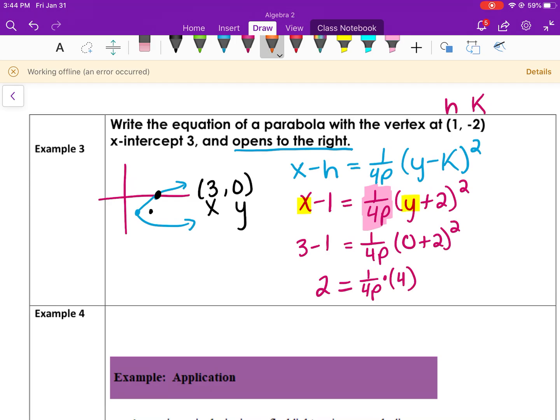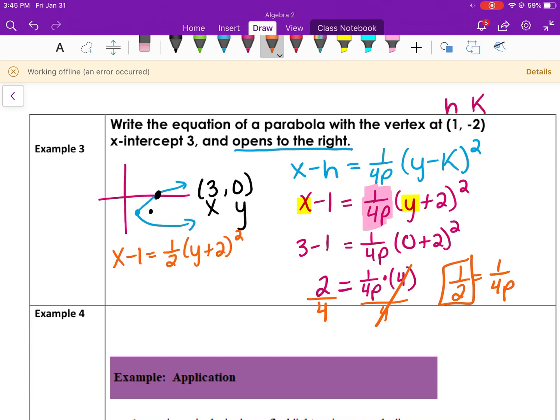Okay, since I want to essentially solve for this 1 over 4p, I could multiply this out, but I want to leave 1 over 4p by itself. So I'm actually just going to divide both sides by 4 to get rid of that 4. Then I get 1/2 equals 1 over 4p. So 1/2 is essentially your a value. 1 over 4p is your leading coefficient, your a value. So 1 over 4p equals 1/2. So I put that back into my equation. So your final answer would be x minus 1 equals 1/2, and then y plus 2 squared.